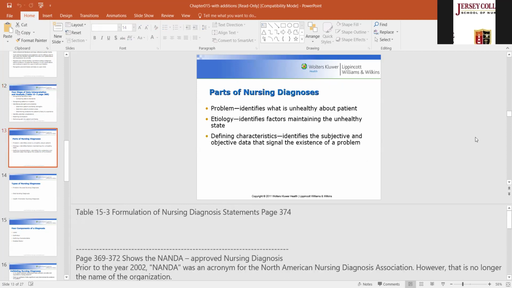So the parts of the nursing diagnosis, we have the problem. This is going to tell us what's unhealthy about the patient. The etiology, that is the factor that caused us to have the unhealthy state. Defining characteristics, so subjective and objective information that cue us in to the existence of the problem.